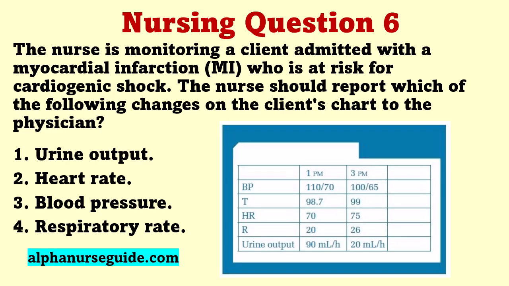Typical signs of cardiogenic shock include low blood pressure, rapid and weak pulse, decreased urine output, and signs of diminished blood flow to the brain, such as confusion and restlessness. Cardiogenic shock is a serious complication of MI, with a mortality rate approaching 90%. Fever is not a typical sign of cardiogenic shock. The other changes in vital signs on the client's chart are not as significant as the decreased urinary output.